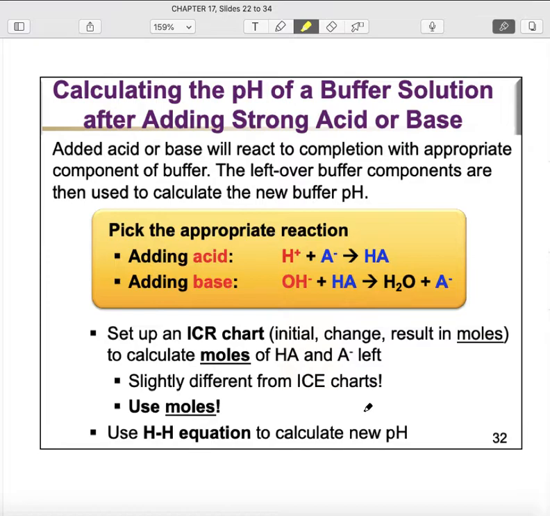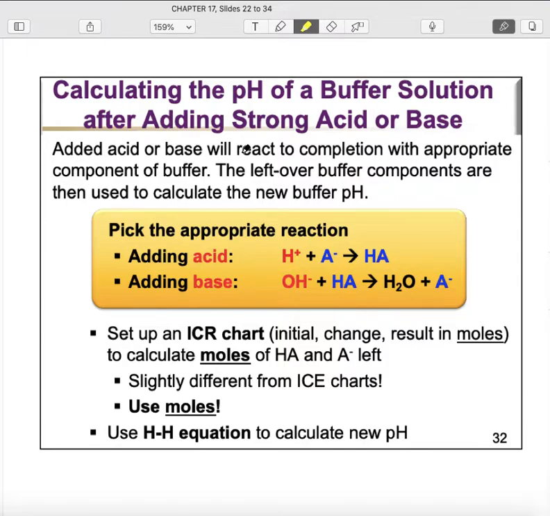So the way to do this is to think about the fact that whatever acid or base you are adding to the buffer will be completely reacted, or completely used up, or completely neutralized by the buffer components. And after that reaction takes place, the new ratio of the buffer components that are left over is going to control the pH.